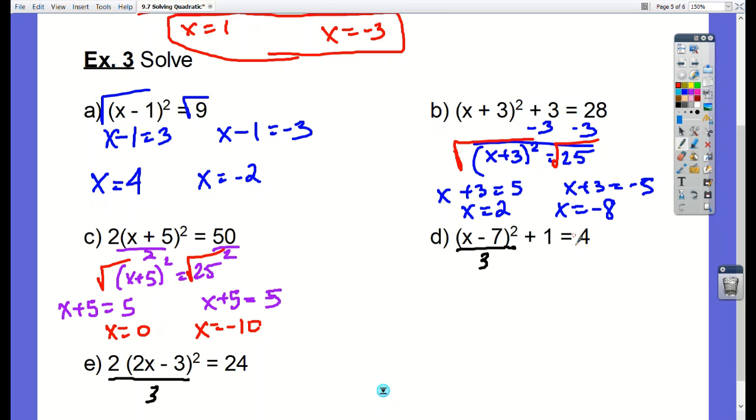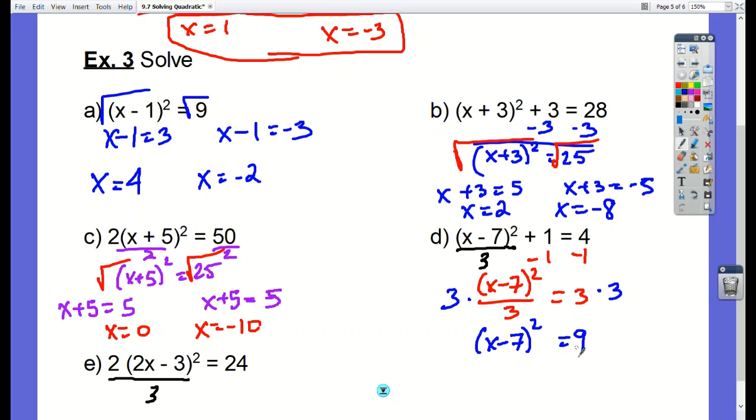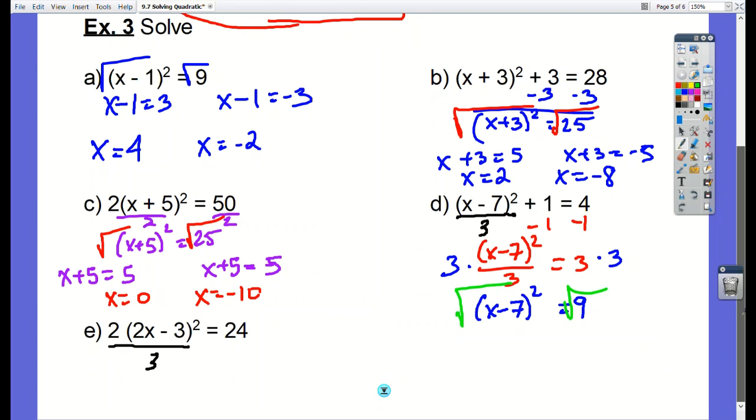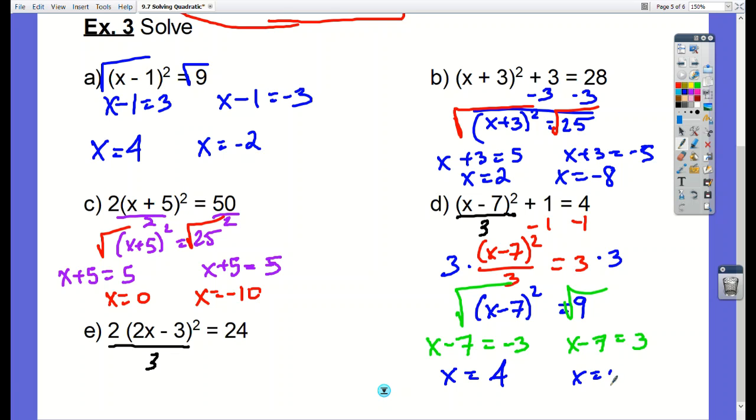This one has 2 steps on the outside. That's all right. Stuart, what do we do? You subtract 1 first, okay, and then multiply by 3. All right, then we multiply by 3. Then what do we do? Square root of both sides. Square root both sides, and that gives us x minus 7 equals negative 3, and x minus 7 equals 3. All right, so then we add 7. Looks like we get a 4 and a 10.